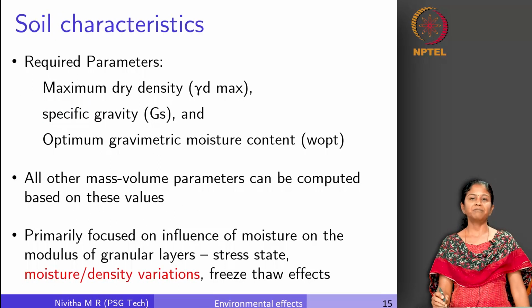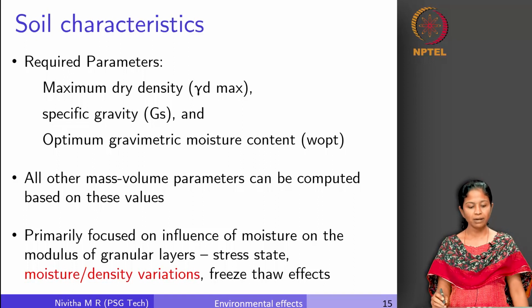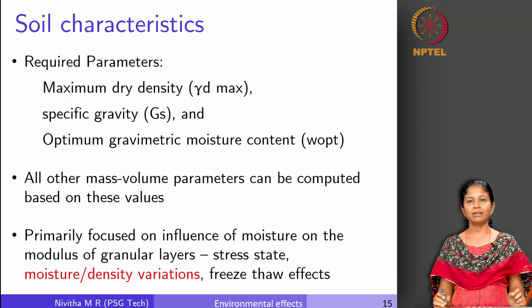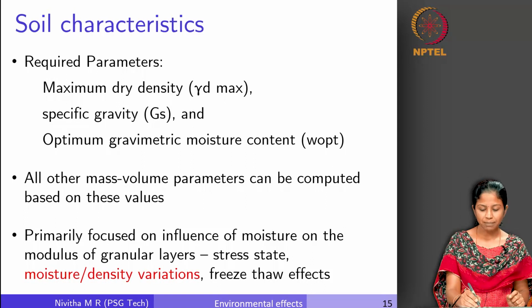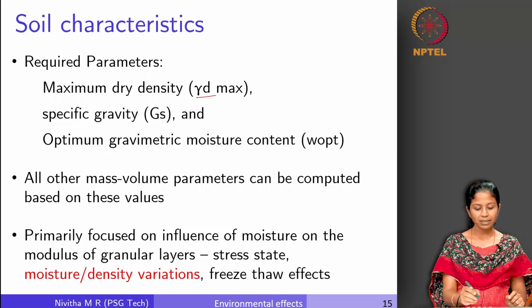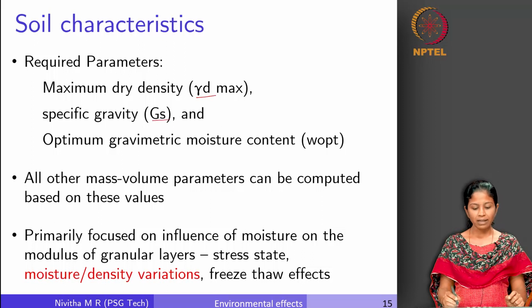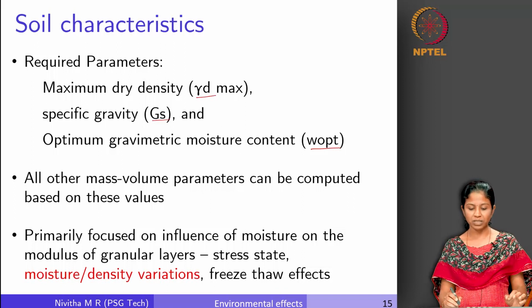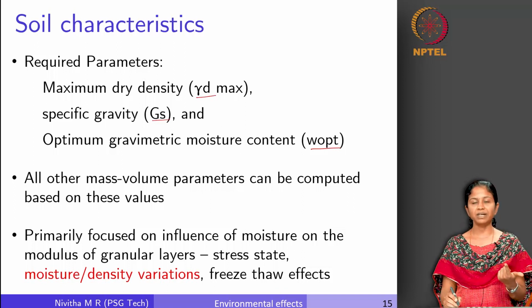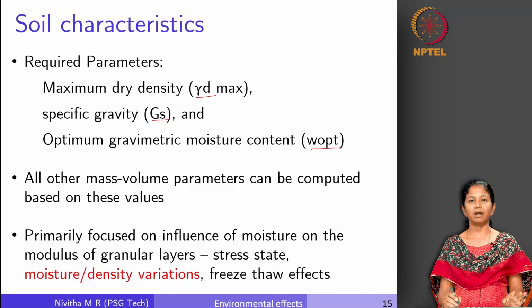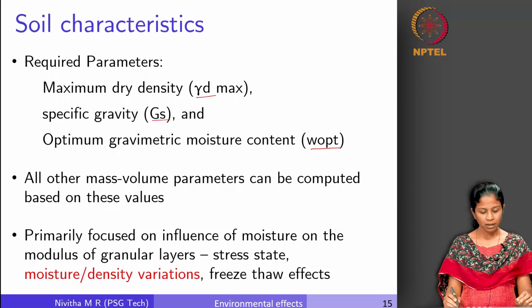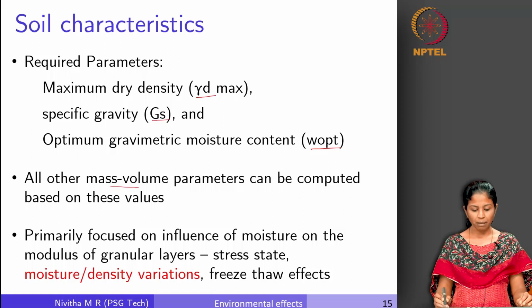Typically for a soil, when we are trying to compute any parameter, what are the basic parameters that are required for computation? One is the maximum dry density, given by gamma d max, the other one is specific gravity, and the third one is optimum moisture content. If these three parameters are known to us, then we will be able to compute any other parameter related to soil which is required to compute its influence on modulus. All other mass volume parameters can be computed based on these three values.